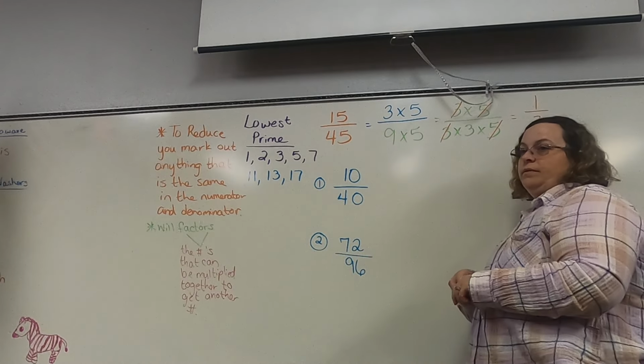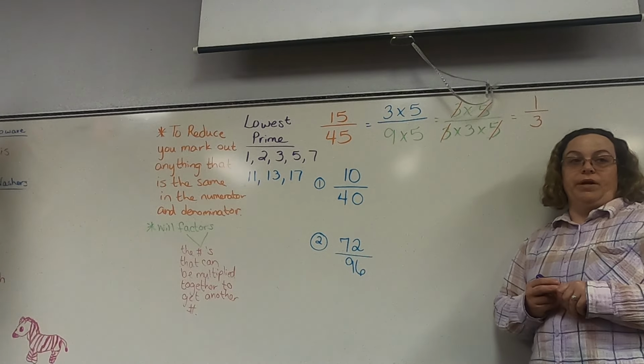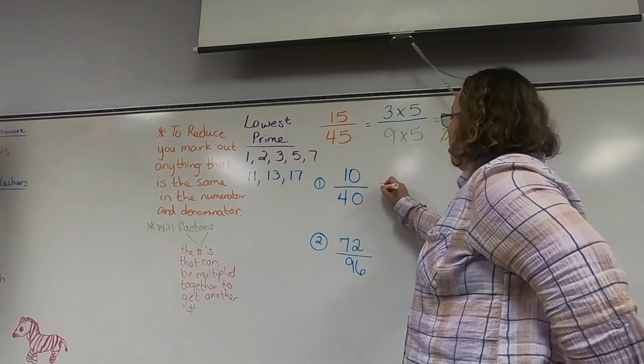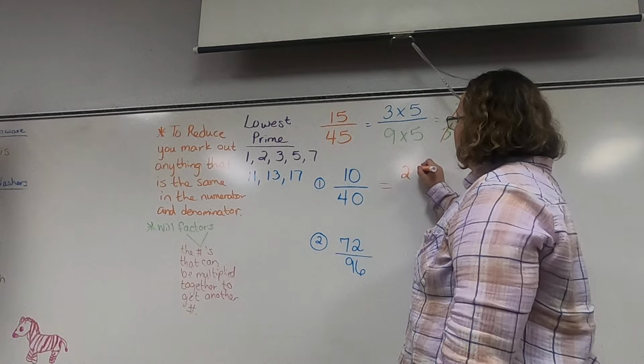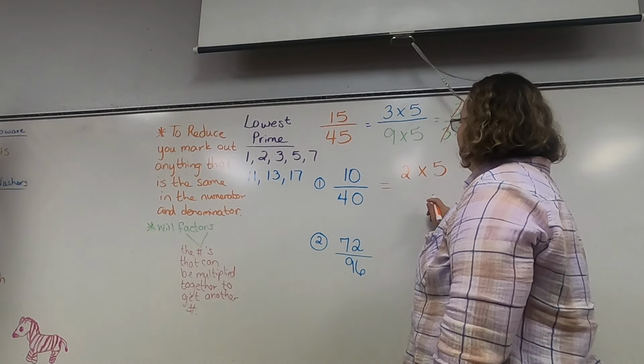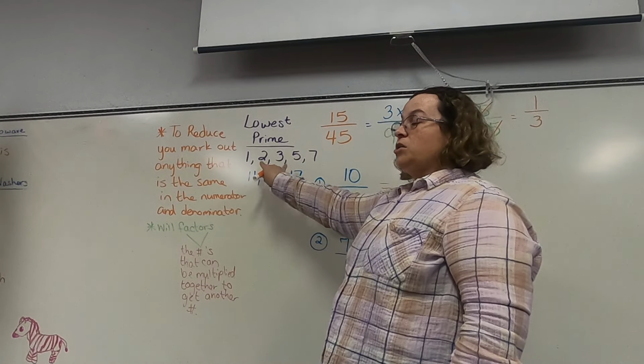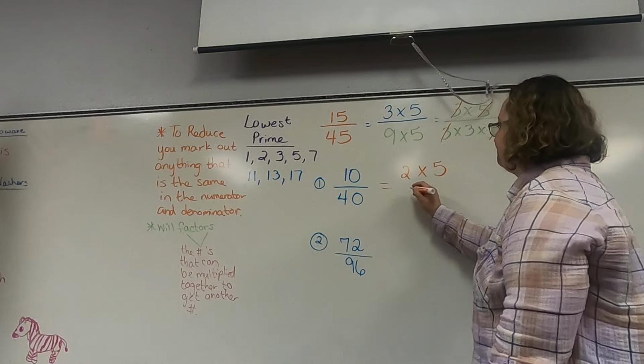Looking at number 1. Now I'm going to show you a trick with number 1 in a minute, but let's start with how we've been doing it. So 10 breaks down to 2 times 5. Those 2 numbers are in my list of prime numbers, right? Yes. So I can't do anything else with them.